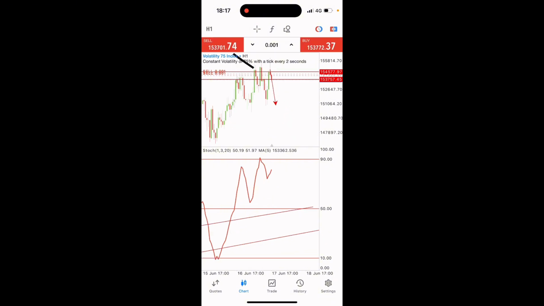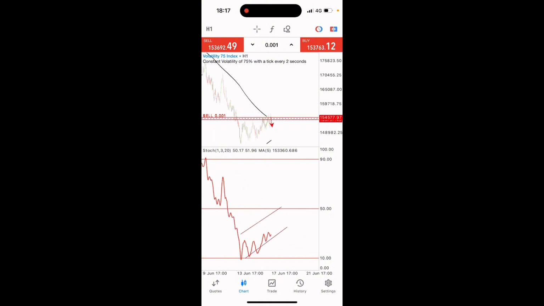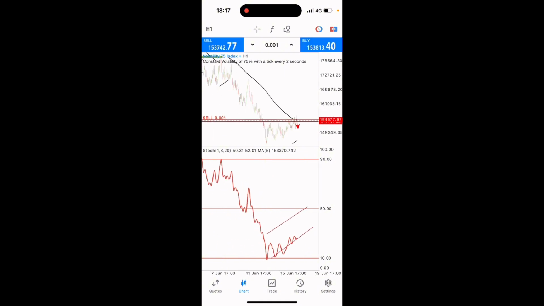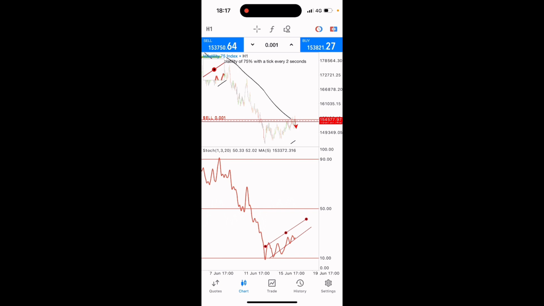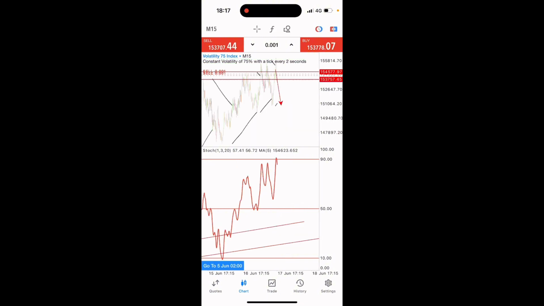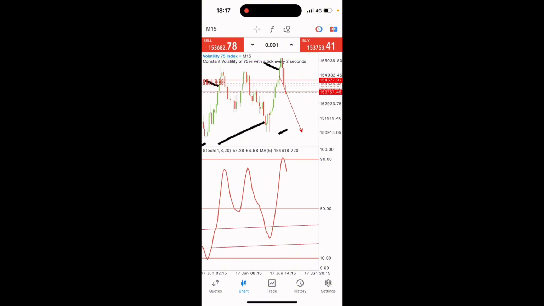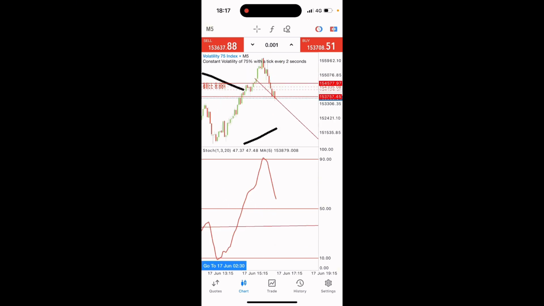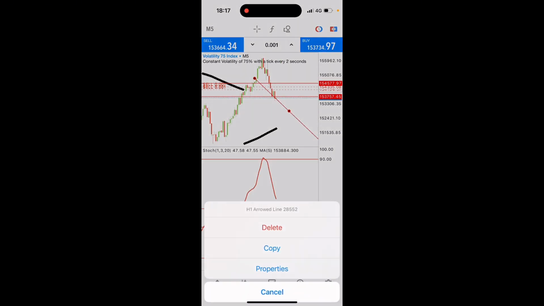Wow, this is amazing. All right, guys, so without wasting much time, you need to zoom out completely, so that you can have the actual settings of this thing. All right, so let's go M15. Wow, M15 did not disappoint. Market is retesting that zone again. Wow, what a nice setup.